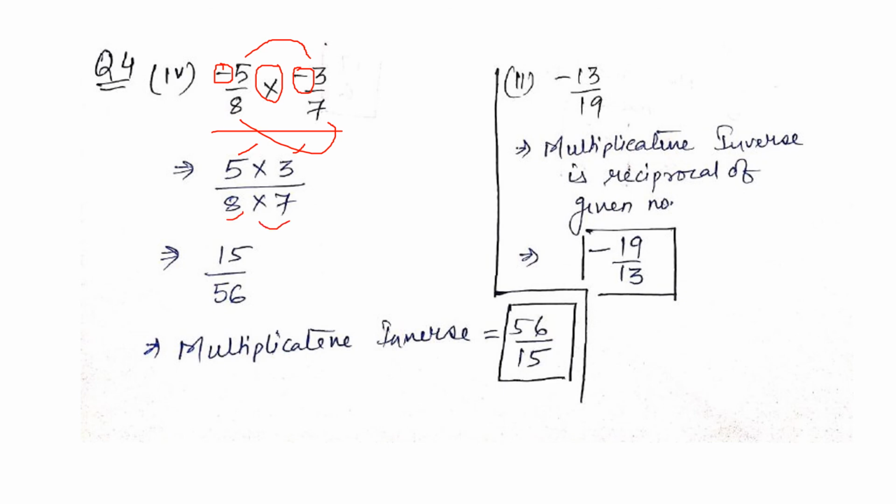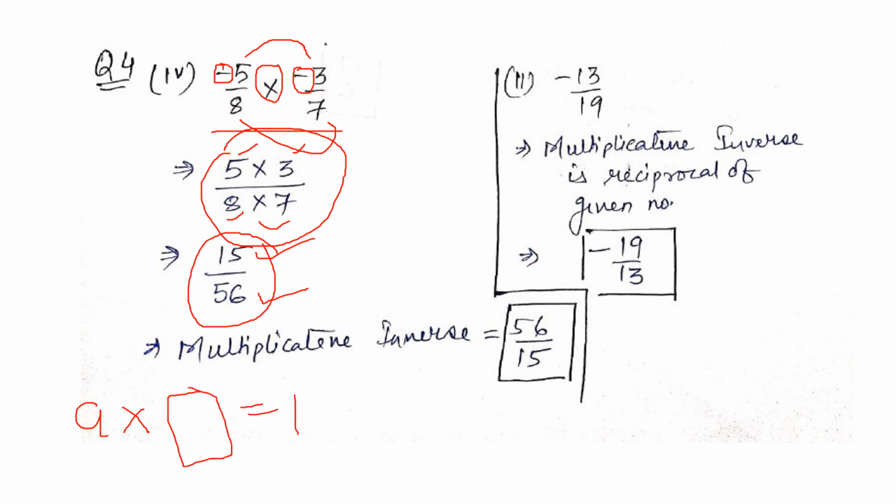Before multiplying them and writing the answer, first check, can we simplify this? You can see we can't simplify this, so we have to multiply as it is. 5 3s are 15, 8 7s are 56. Now, what is the multiplicative inverse of 15 upon 56? Very simple. I have told you in that concept only, that a into what is equal to 1? a into 1 upon a. So we just take the reciprocal of the given number. So what is the reciprocal of 15 upon 56? Simple, 56 upon 15. That is why the multiplicative inverse of that is 56 upon 15.